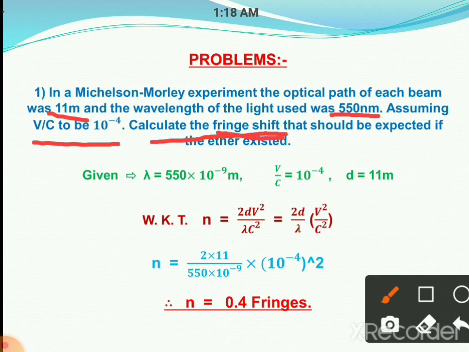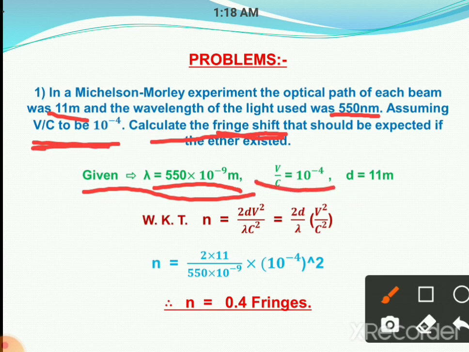First write the given data. Lambda is equal to 550 into 10 to the power minus 9 meter. Nano means 10 power minus 9. And v by c is 10 to the power minus 4. And the distance D should be equal to 11 meter. So, we have to find out the fringe shift.